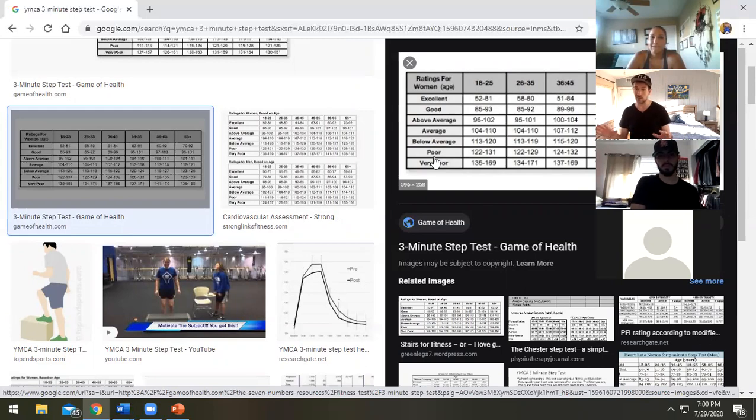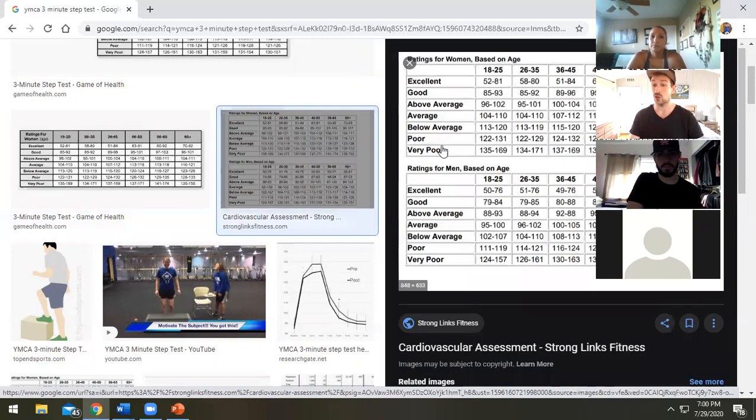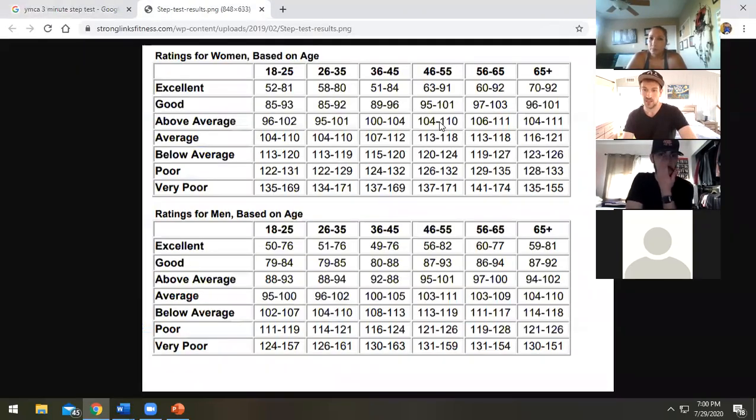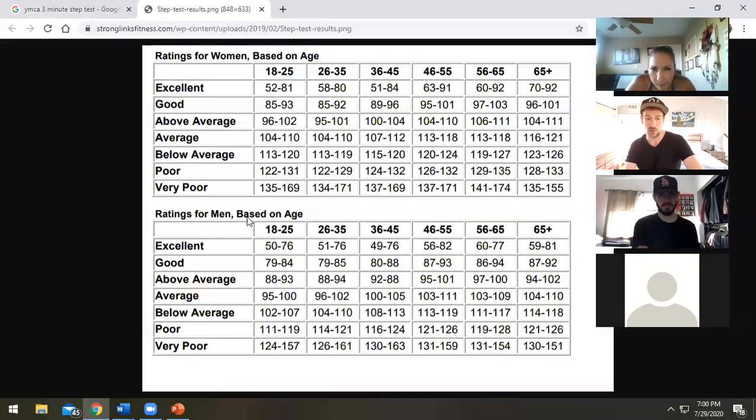It's always the same amount of stress for every single client, right? And I'm just measuring how well you recover. And so then what we're going to do is look on a chart. And on this chart, if it was me, for instance, here's the men's side down here. I am between 26 and 35 years old. So at the end of 60 seconds, if my heart rate was 125, I'd be just between the poor and very poor categories, right?